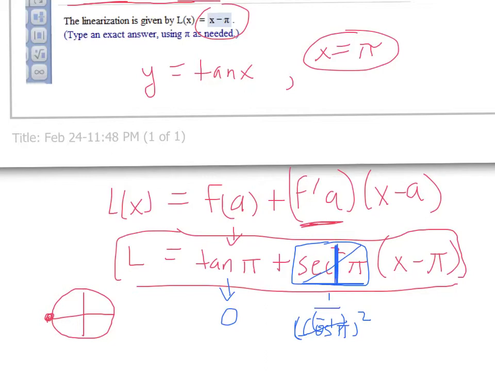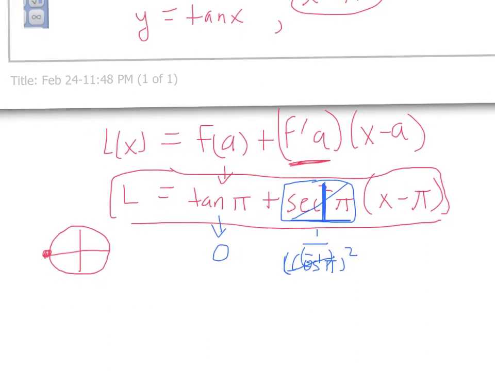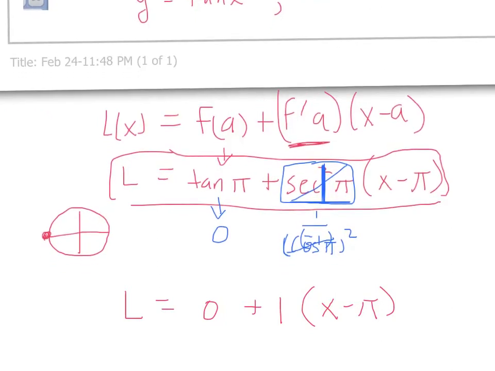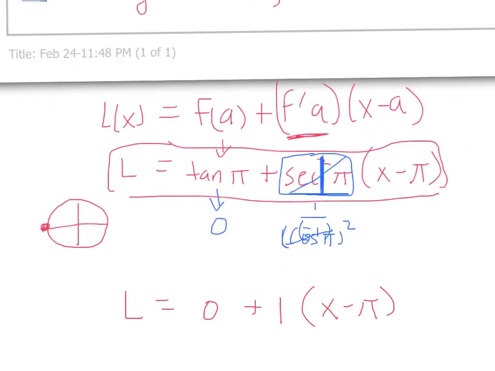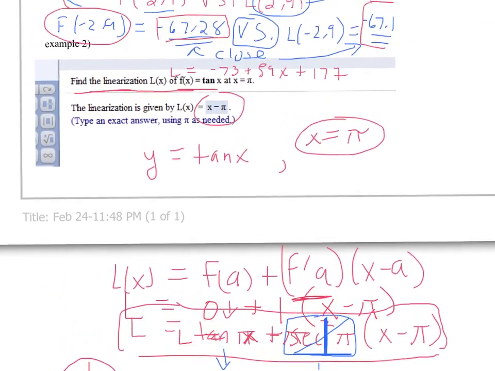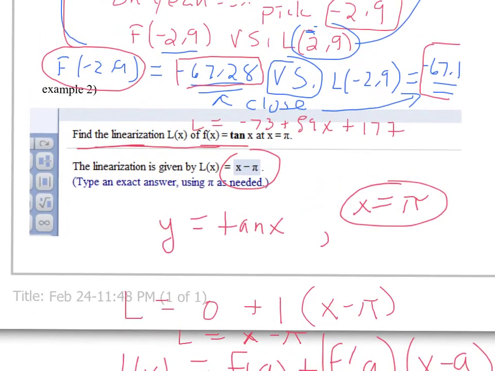So this is going to clean up as 0 plus 1 times x minus pi. It cleans up immensely just because of the trigonometry. And so we end up at 1 times anything is itself, so just L equals x minus pi. And now here is the kicker. Let me go back to that. See, that was the answer. If I zoom in on here, I'll circle that in black. See? I had already typed that in. So the linearization is x minus pi.